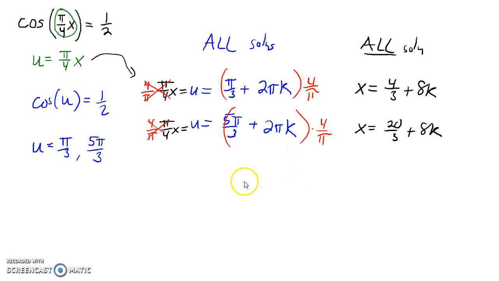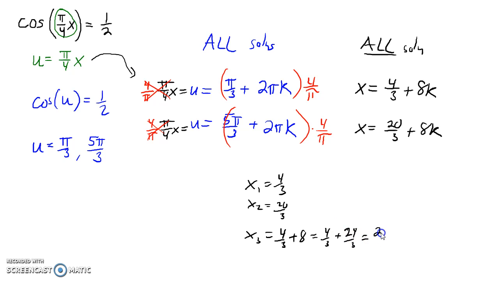Which means now if we actually wanted to start writing out some specific solutions, my first solution is 4 thirds. My second solution is 20 thirds. My third solution now would come from going ahead and letting k equal 1. So now if I let k equal 1, then I'm going to add 8. So my third solution is going to be 4 thirds plus 8, or in other words, 4 thirds plus, what is that? That would be 24 thirds, right? So plus 24 thirds is 28 thirds is my third solution.